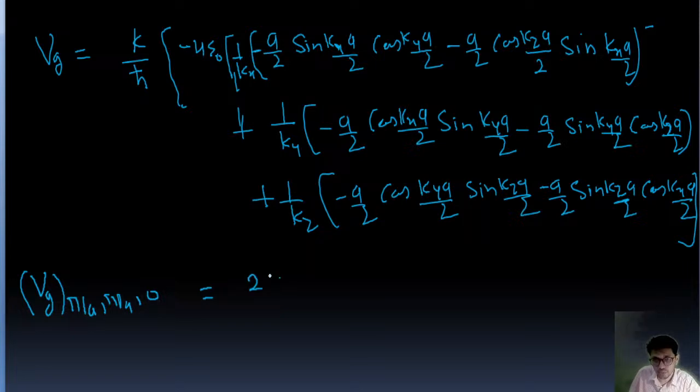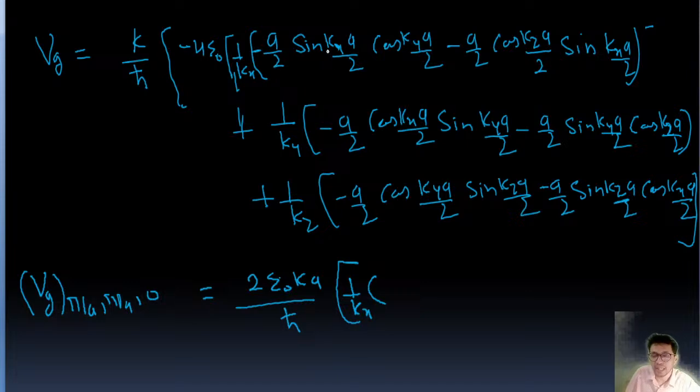So this is going to be 2ε0 ka upon h-cut. Here we'll put the value. So here 1 upon kx into sin(π/a), and this is going to be cos(π/a). In place of kx I'll put π/a, means this is going to be sin(π/2). Sin(π/2) is 1, into, here I'll put y equal to π/a, so this value is going to be again 0.